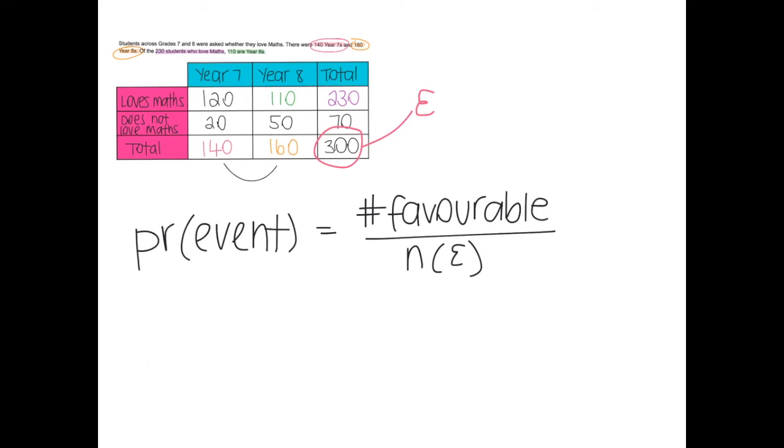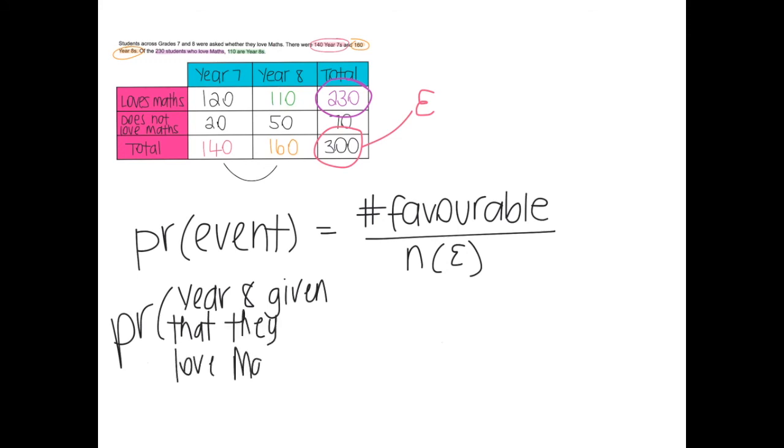To calculate the probability that a Year 8 student is selected given that they love maths, I would do this slightly differently. Notice the difference in phrasing there. I've said selected given that they love maths. So now I'm going to be using the total of loving maths as my total number because I'll only be selecting from students if they love maths. That's what that given that they love maths phrasing meant. I'm going to go the probability of, so I'm going to write exactly what I'm told, which is Year 8 given that they love maths.